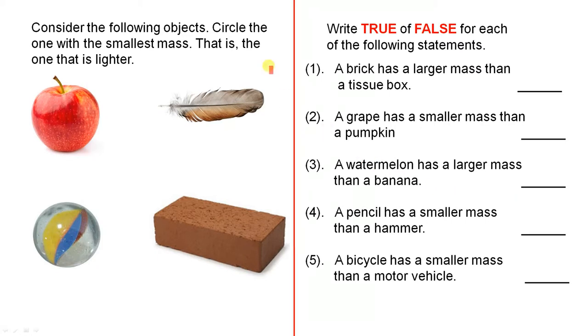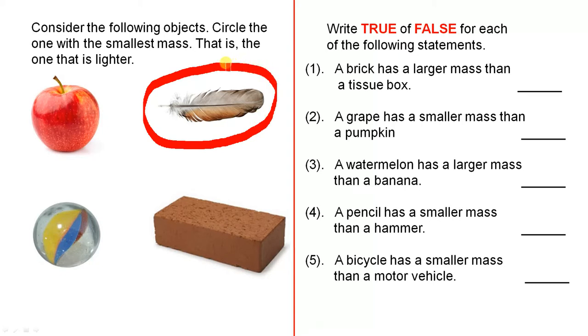Consider the following objects. Circle the one with the smallest mass. That is, the one that is lighter. So it's lighter than the apple, it's lighter than the marble, and it's lighter than the brick. So, which one do you think it is? And I think if you guide the students gently along here, they will circle this one, and it's quite easy to explain the reasons.